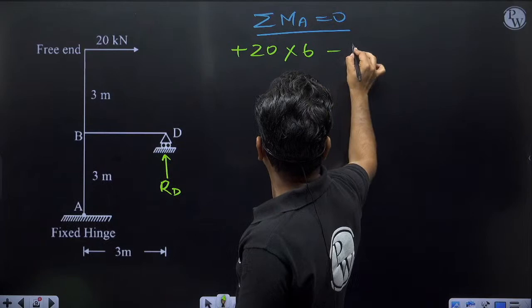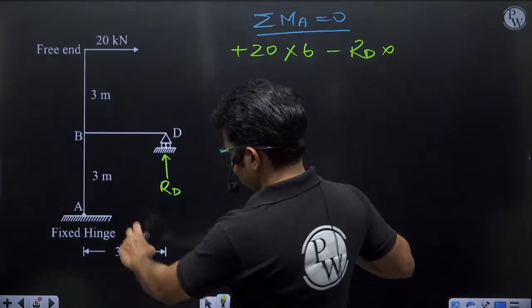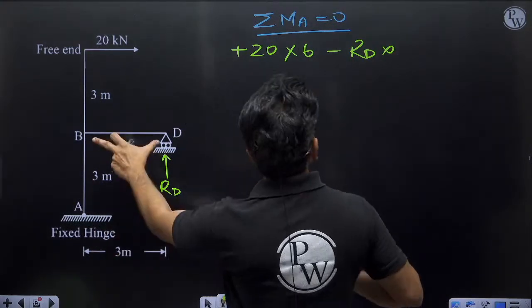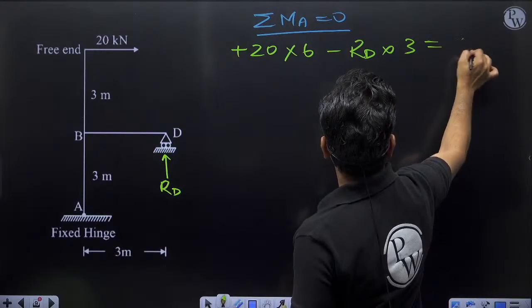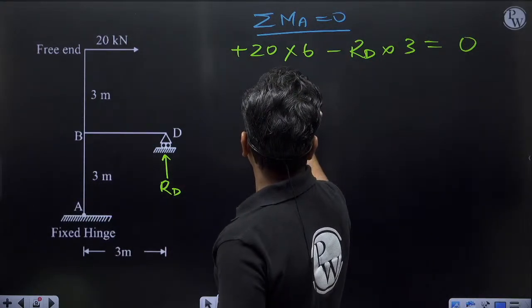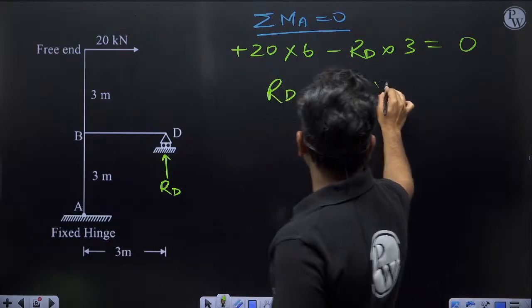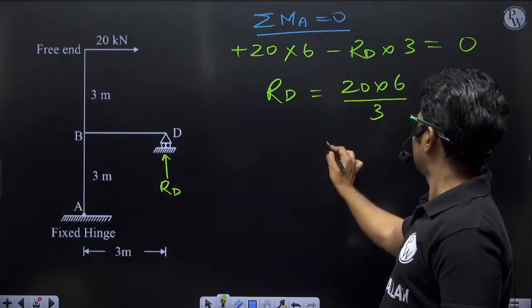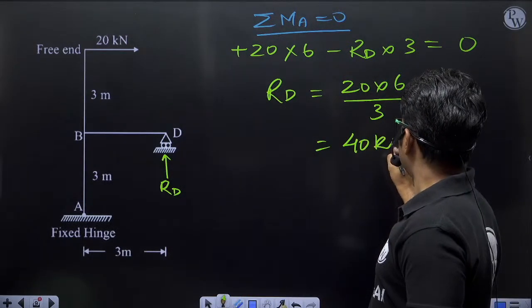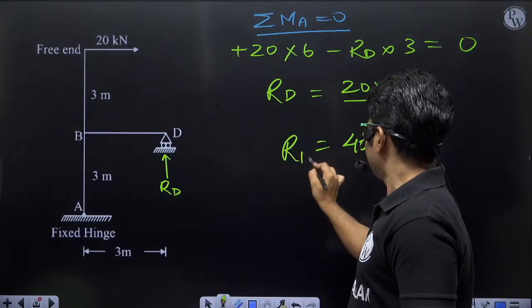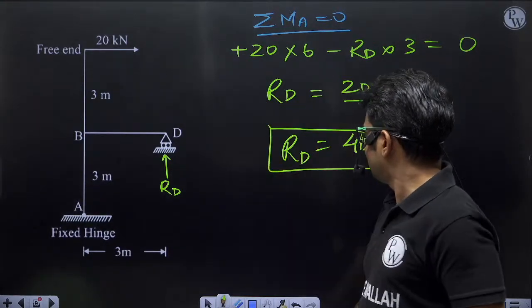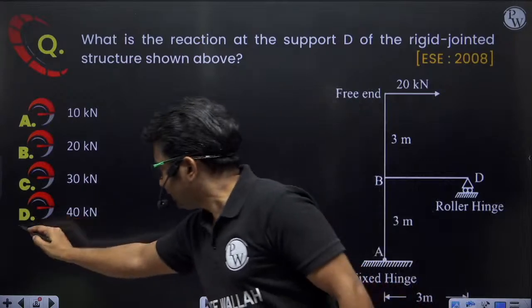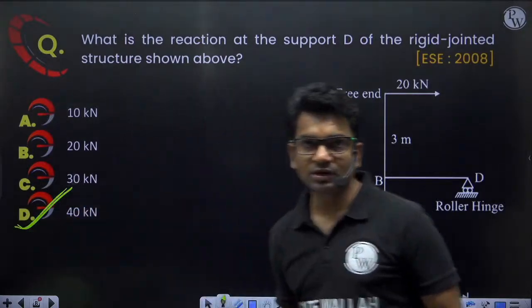So I will be taking minus RD into the perpendicular distance, RD into 3, and that will be equal to 0. So RD will be equal to 20 into 6 by 3. So I will be getting 40 kilonewton. Support reaction at D will be equal to 40 kilonewton. So the correct answer will be option D.